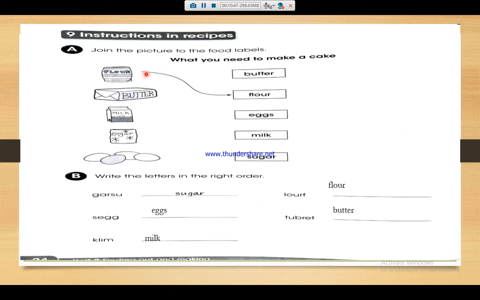Okay, so again, which page are we working on? We are working on page 24. Okay, as we are working on page 24, we have lesson number 9, which is called instructions in recipes. So again, we are talking about instructions in recipes.